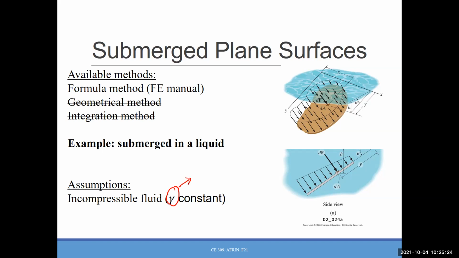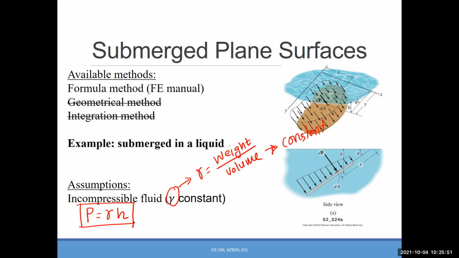Mathematically, we can say gamma is constant. That means gamma equals weight over volume, and this volume is constant. That's why it's incompressible, right? Okay. And for incompressible fluid, since gamma is constant, the pressure variation will be what? Gamma H. We will need that for the derivation. Okay? Now, at the end of this topic, not today, but when we are done with this topic, we will discuss briefly how we can get the resultant force for the compressible one as well.